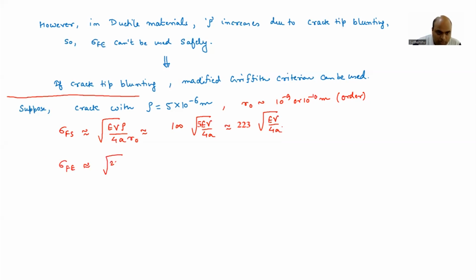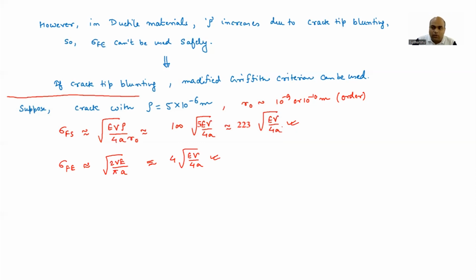Now sigma Fe, this is root over 2 gamma E by pi A. Or if I just say this is 4 root over E gamma by 4A. So now you can see the difference between sigma Fs and sigma Fe, right? Since there is a crack tip blunting and there is no rho here, it cannot accommodate the crack tip blunting phenomena. And I already mentioned that this is very well valid for the brittle material, right? So if there is a crack tip blunting, to a sufficient amount, sigma Fs is much higher than sigma Fe.